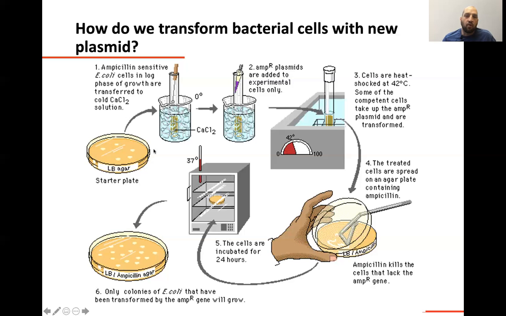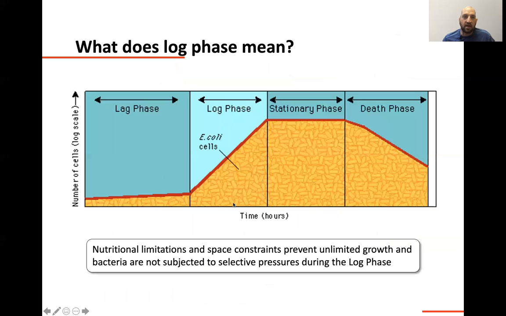I want to point out one more thing before we move on. Up here, we're saying that we're taking cells that are in the log phase of growth. And so if this is the way the whole thing works, one of the requirements to get to the end point of having cells that have that ampicillin resistance gene is that we need to have cells at the beginning that are in the log phase of growth. And so on this next slide, I can show you what we mean by log phase.